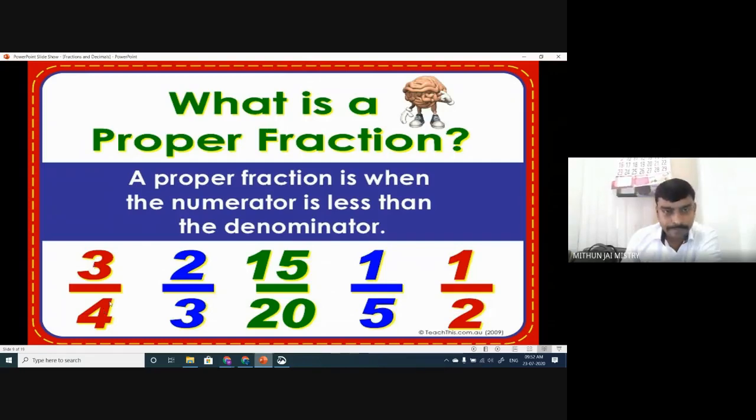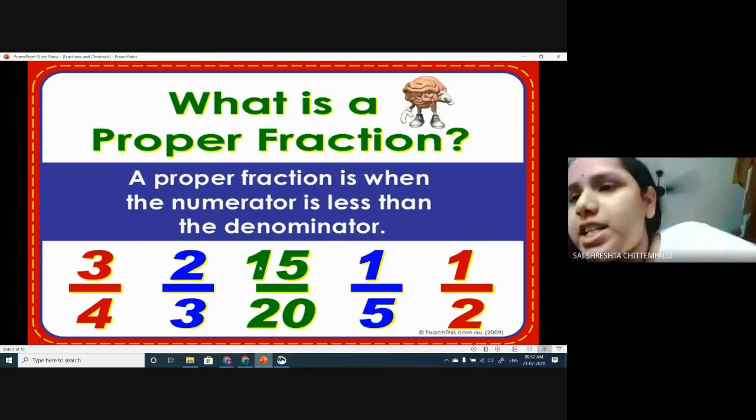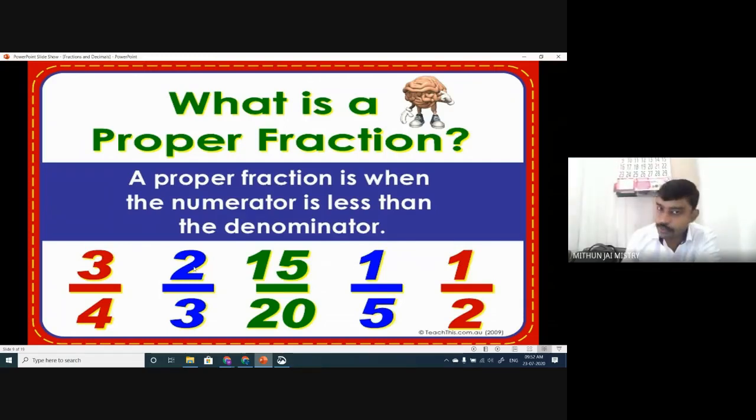Examples are here: 3 on 4, 2 on 3, 15 over 20, 1 over 5, 1 by 2. In all of these examples, the denominators are greater than the numerators. If you take 2 by 3, 2 is the numerator, 3 is the denominator. Here numerator is less than the denominator. So such fractions are nothing but proper fractions. What do you understand here? That they are representing less parts of the whole. Proper fraction.